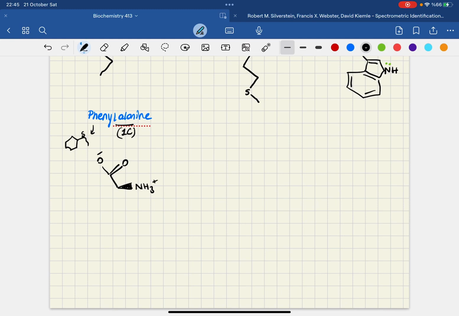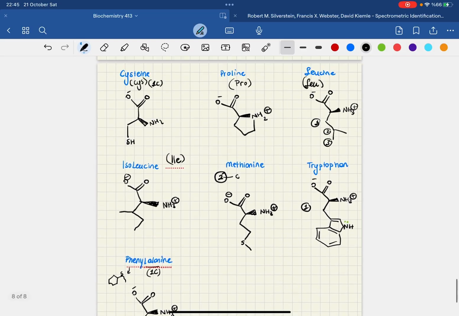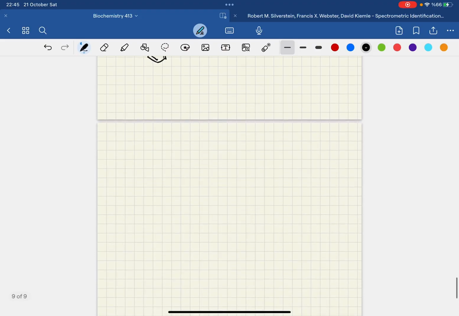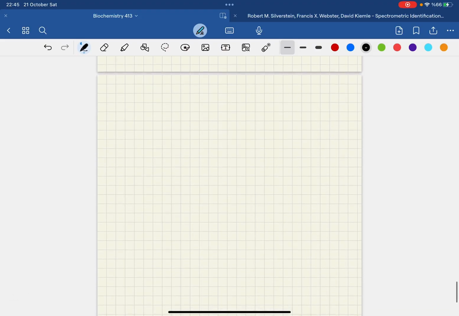All right, I'm just drawing my carboxylate, and then I'm drawing my amino group. Write it with a positive sign, and then we have just one carbon over here, and then I'll just write my phenyl group. All right, I'll draw my double bonds, and then I'm done with the phenylalanine. This is also nonpolar, as it has the phenyl group, which is a nonpolar group. And then, of course, our one carbon is also nonpolar.